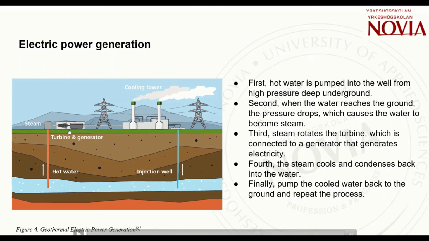Third, the steam rotates the turbine, which is connected to a generator that generates electricity. Fourth, the steam cools and condenses back into the water. Finally, pump the cold water back to the ground and repeat the process.